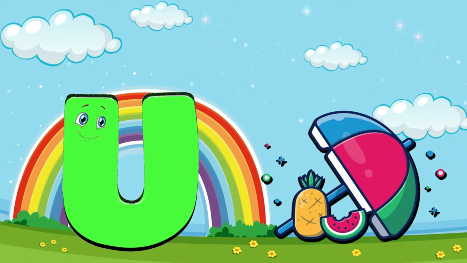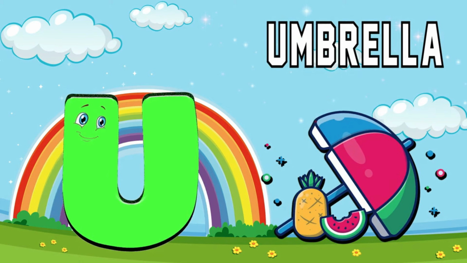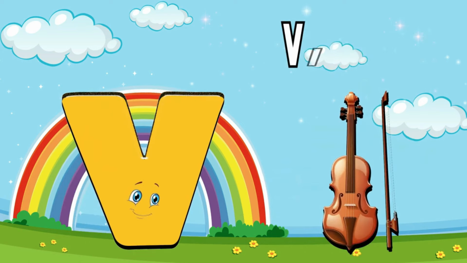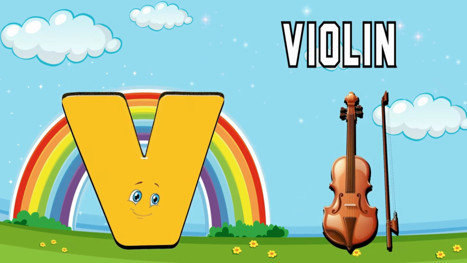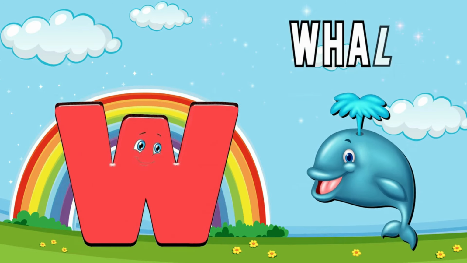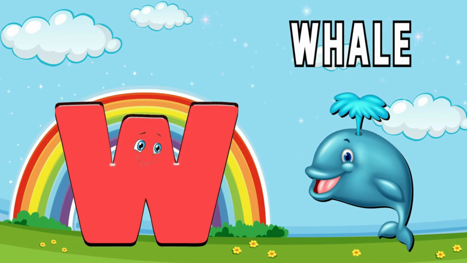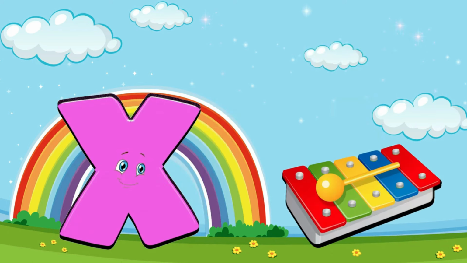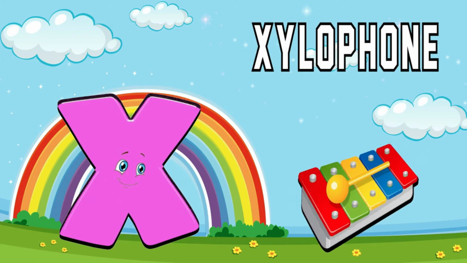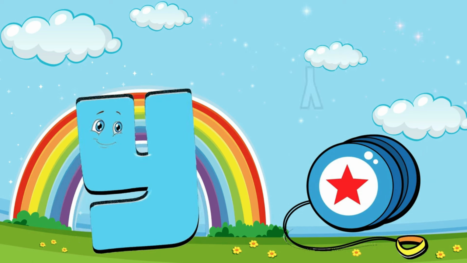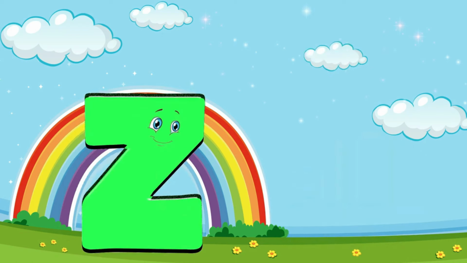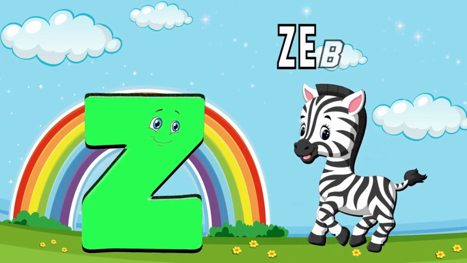U is for umbrella, umbrella, umbrella. U, umbrella. V is for violin, violin, violin. V, violin. W is for whale, whale, whale. W, whale. X is for xylophone, xylophone, xylophone. X, xylophone. Y is for yo-yo, yo-yo, yo-yo. Y, yo-yo. Z is for zebra, zebra.